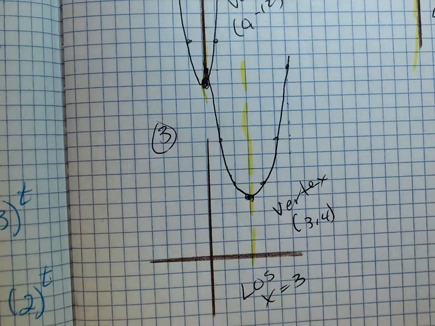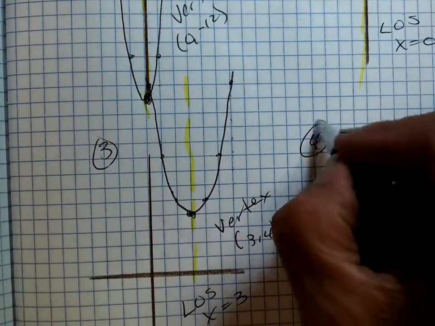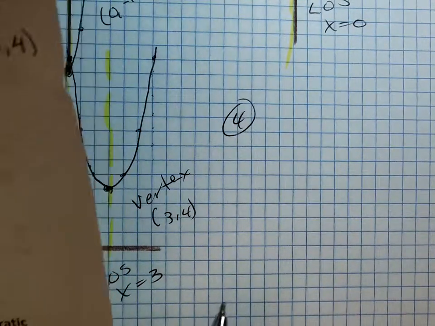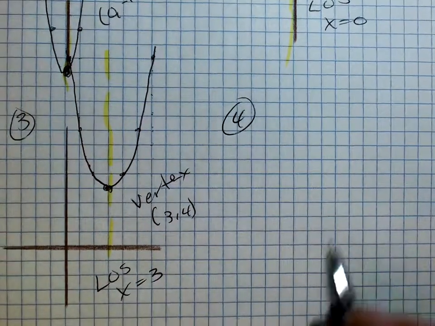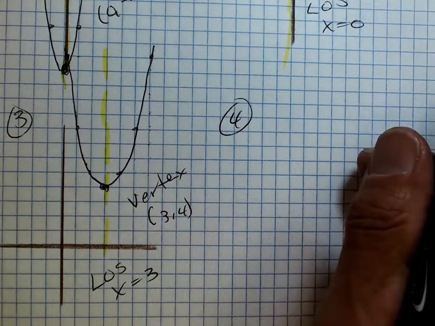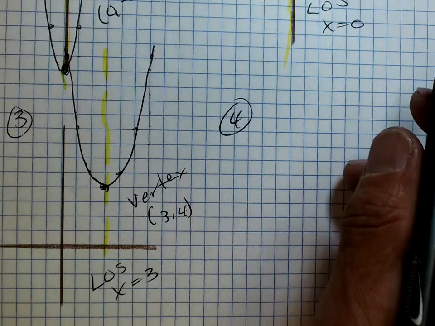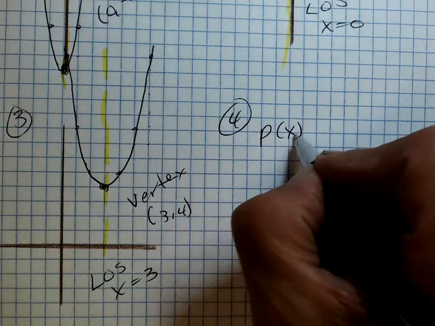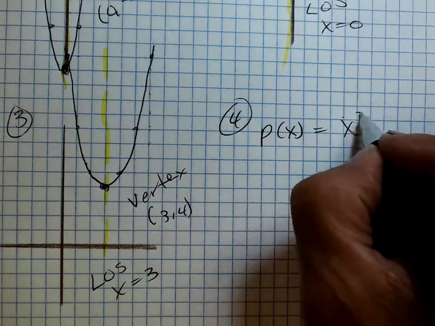Alright, 4. Okay, I'm going to shift. I can just keep doing 4. I'll do the whole thing in my notebook. Why not? So it says determine whether it's even or odd or neither. There's two ways to do it. One is you can graph it, and the other is just to do the test. So let's go p of x equals x squared plus 2.